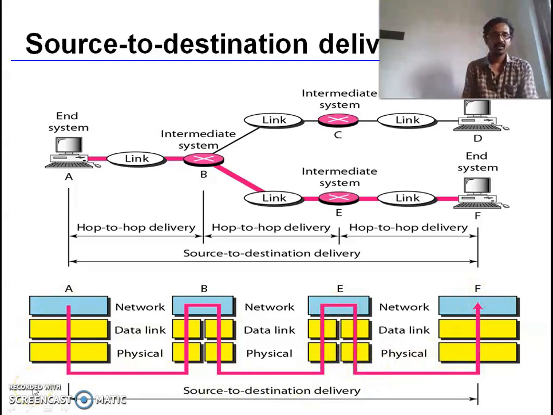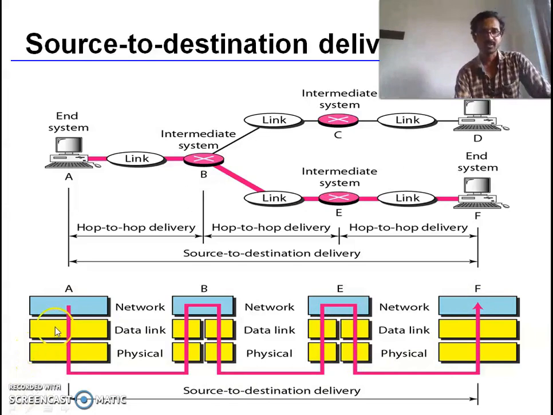So the network layer's main responsibility is the delivery of a message from source host to destination host directly. This is shown in the figure like this. The source system delivers directly to the destination system.